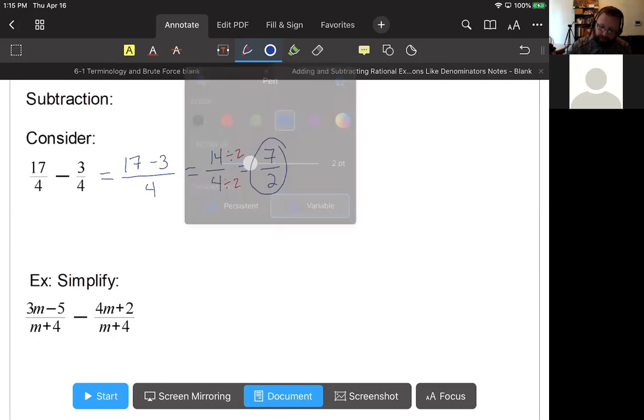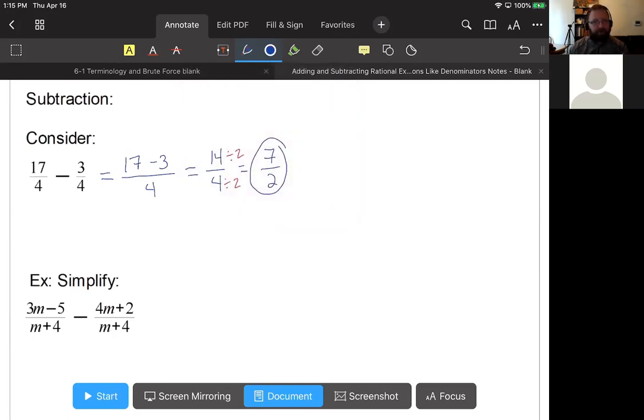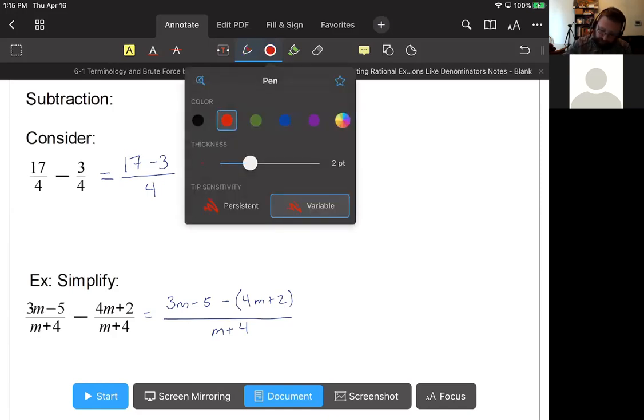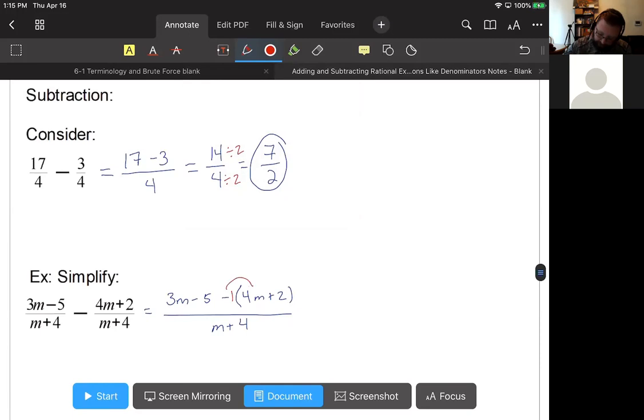So that's what we're going to do even with polynomial fractions. We just are going to subtract the numerators. As long as they have a common denominator, that's all we have to do is subtract. Now, the tricky part with subtraction is that that negative sign has to be applied to both the 4m and the 2, which essentially means we have to distribute a -1 to both of those terms. So when we do that, we'll have 3m minus 5 minus 4m minus 2 over m plus 4.